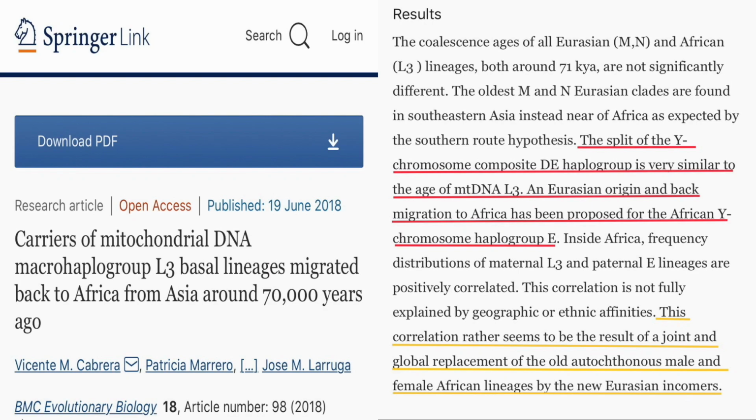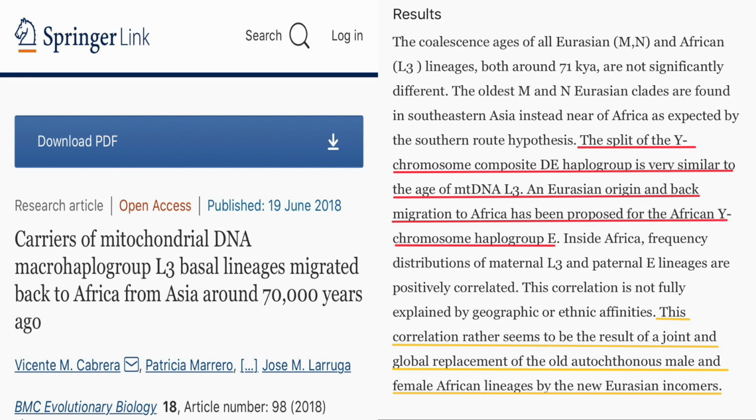According to the paper, carriers of mitochondrial DNA macrohaplogroup L3 basal lineages migrated back to Africa from Asia around 70,000 years ago. It reads, the split of the Y chromosome composite DE haplogroup is very similar to the age of mtDNA L3, and Eurasian origin and back migration to Africa has been proposed for the African Y chromosome haplogroup E.